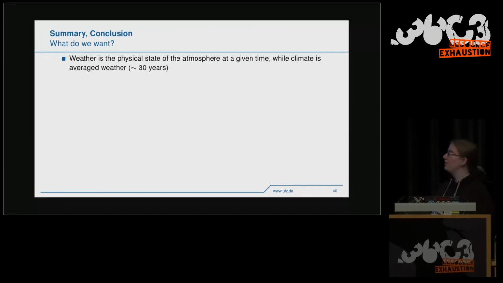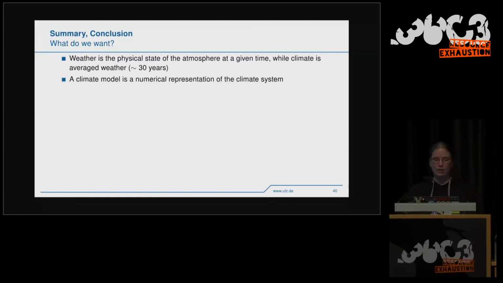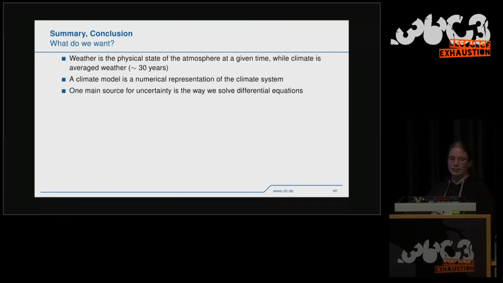So what have we learned? Weather is the physical state of the atmosphere at a given time, while climate is average weather. It is over 30 years. A climate model is a numerical representation of the climate system. And we learned that the main uncertainty is the way we solve differential equations. I would probably have told you what a differential equation is in particular, but that would have taken maybe another lecture.